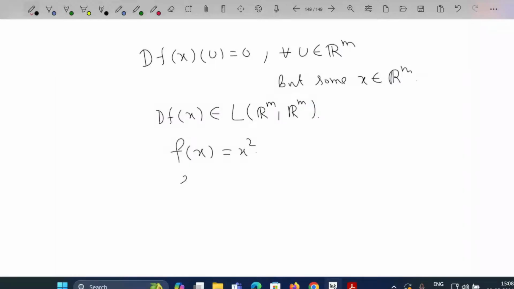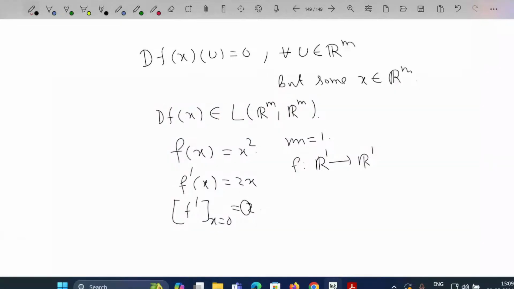So the derivative at a point is 2x. Okay. So the derivative when x is 0 is 0. But it is not a constant function. Got it? So think that f is a mapping from your aim is now 1. f is a mapping from R1 to R1 defined by x maps to x square.